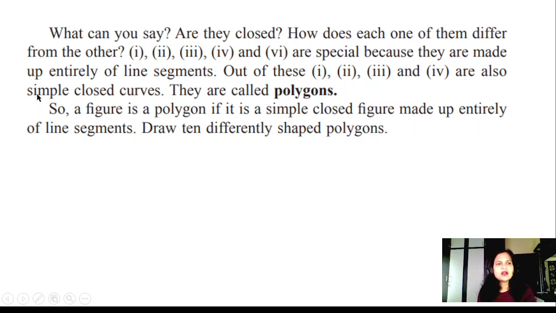These are also simple closed curves. They are called polygons. So a figure is a polygon if it is a simple closed figure made up entirely of line segments. Draw 10 differently shaped polygons. What are called polygons?